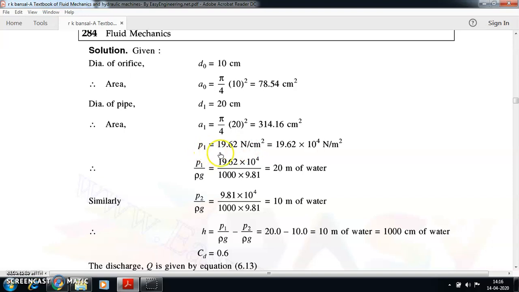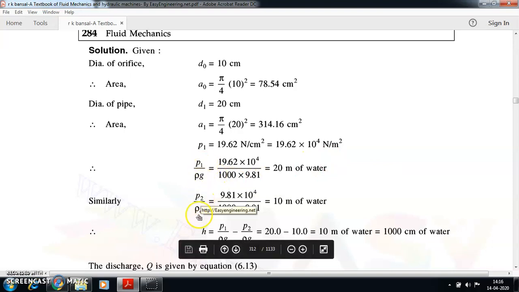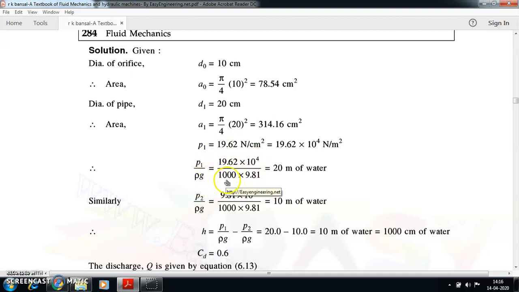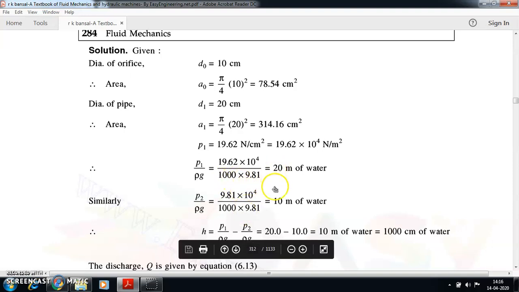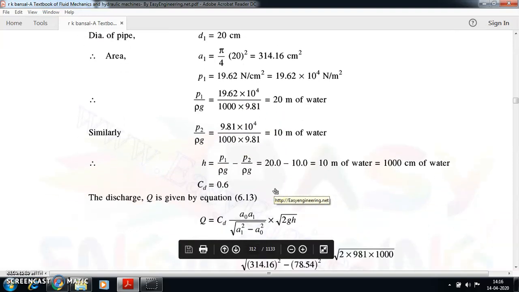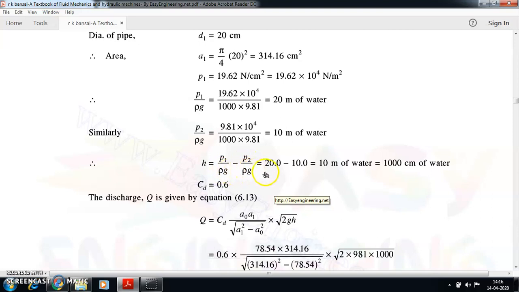So pressure 1 is given in Newton per centimeter square. He is converting it into Newton per meter square. He is finding P1 by rho g. Similarly, he is finding P2 divided by rho g. The liquid which is flowing through the pipe is water, so rho is 1000, so you can find it out. So H value will be P1 minus P2 divided by rho g. I can take rho g common out here and I can find it out. So it is 20 minus 10, so 10 meters of water.